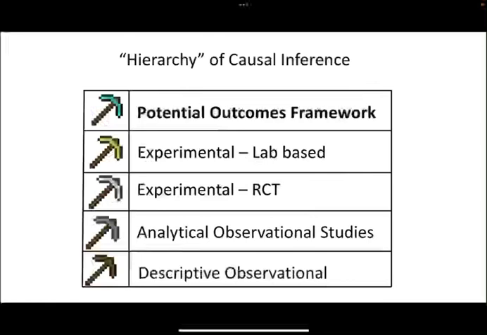And below that we have analytical observational, that's like cross-sectional, cohort, and case control. And below that we have descriptive observational, which is just looking at like the prevalence or a case study or something like that. So I think there are many pyramids of causal inference out there, and this is just my take on it, basically. And this is going to guide the flow of some of the videos, too.